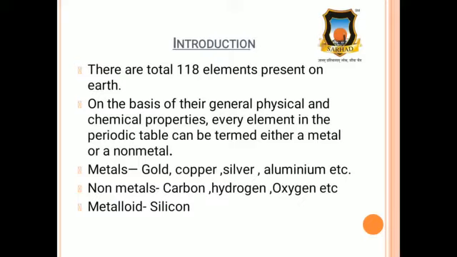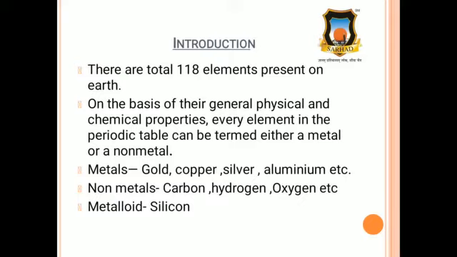Okay. Here I have listed some examples of metals, for example gold, copper, silver, aluminium. These are the common elements present around you, and you know very well that these are metals. And some non-metals also: carbon, hydrogen, oxygen, nitrogen. Generally, all the gases, whatever gases you know by name, they are non-metals only. And the metalloid's name is also here, it is silicon.